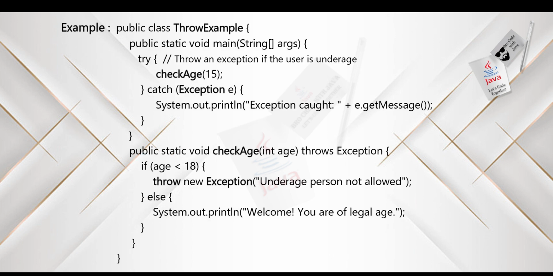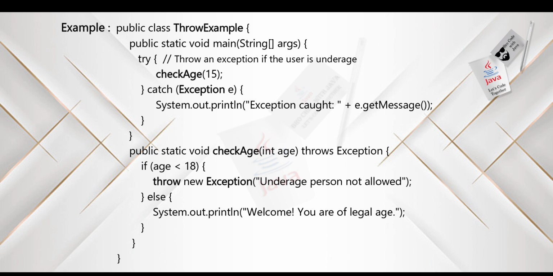In this example, we have a checkAge method that takes an age parameter. Inside the checkAge method, we check if the age is less than 18. If it is, we throw an exception with a message indicating that an underage person is not allowed. In the main method, we call the checkAge method with an age of 15. Since the age is less than 18, the checkAge method throws an exception.